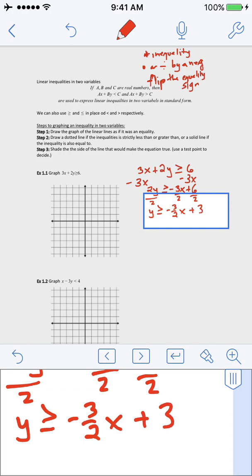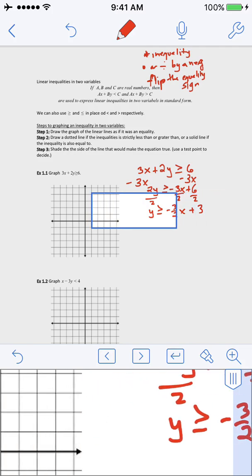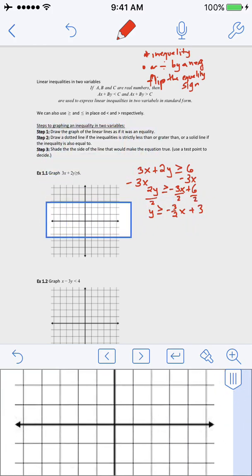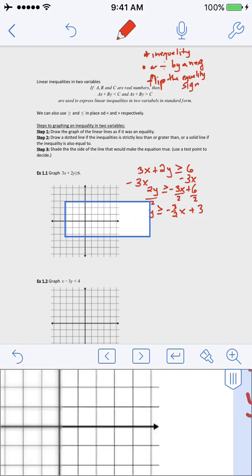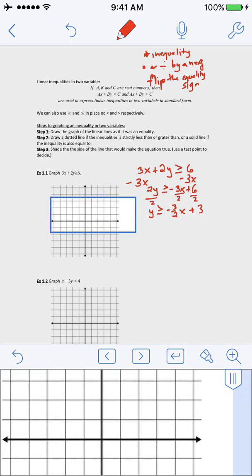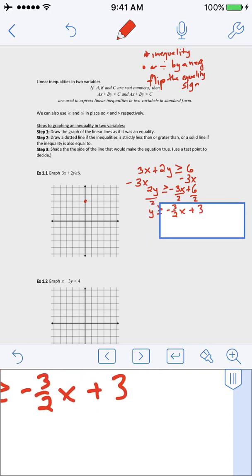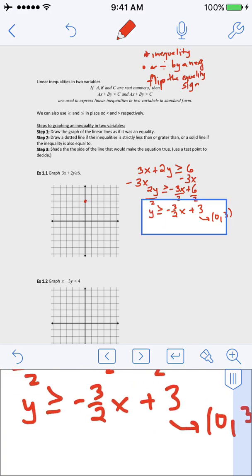Alright, now it's in a much easier form to graph. So let's start by graphing like it's equal. So let's graph like it is an equality. We'll start at 0, 3, right up there, because that's our y-intercept. Our y-intercept of positive 3. So I'm going to start there. B is equal to 3. So this tells us that it's 0, 3.